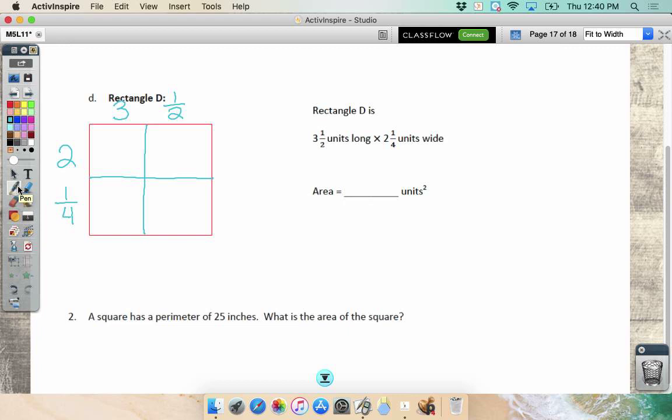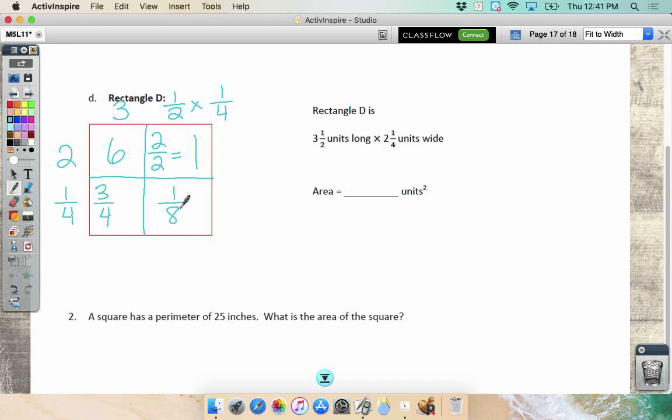Okay. 2 times 3, 6. 2 times 1/2. 2 copies of 1/2, 1 whole. You got it. I think you were getting ahead of me, maybe. 1/4 times 3, 3/4. Okay. 1/4 times 1/2, 1/8. Okay.